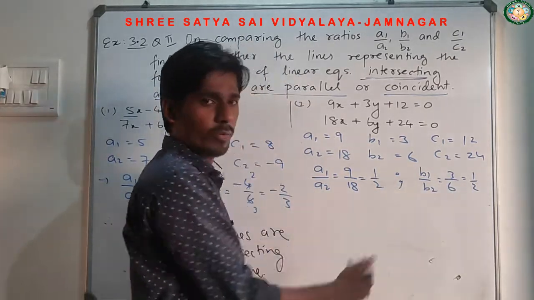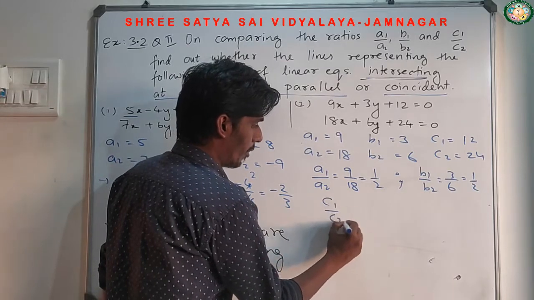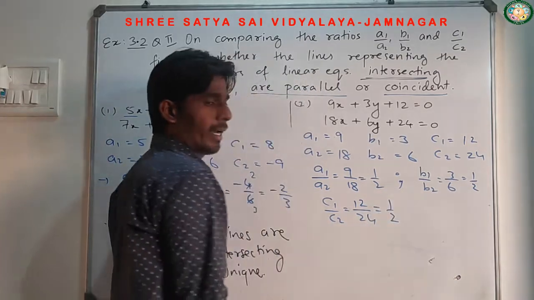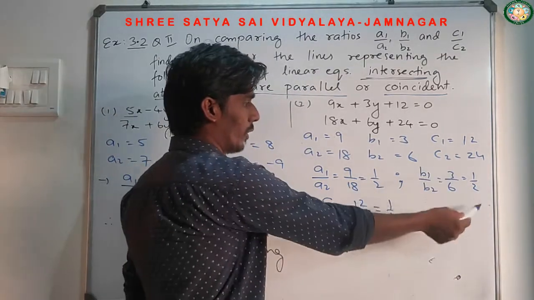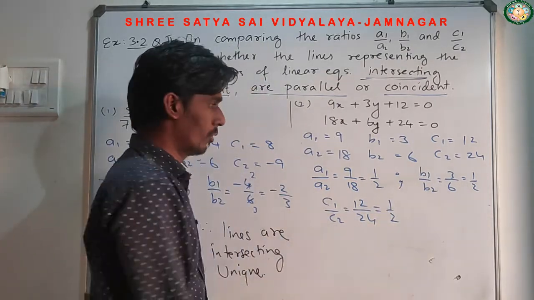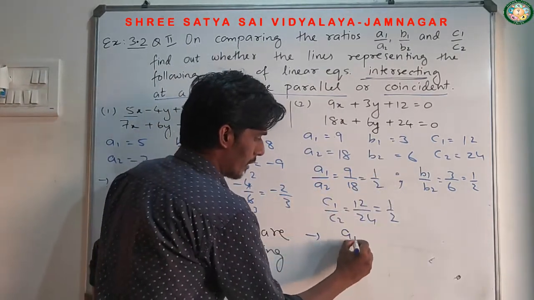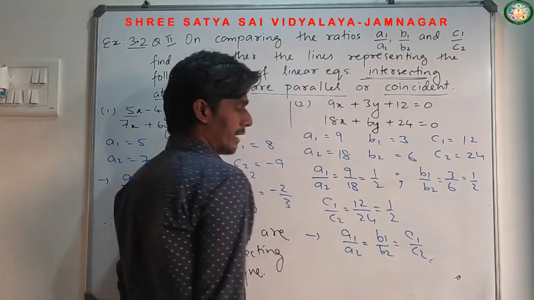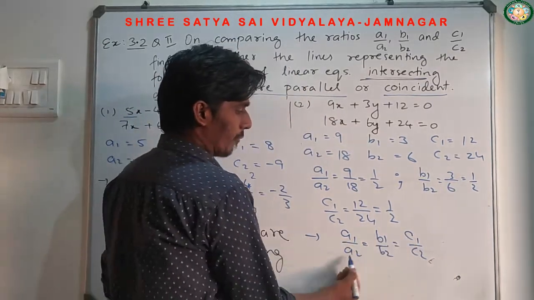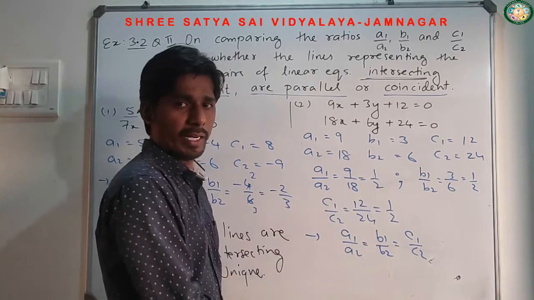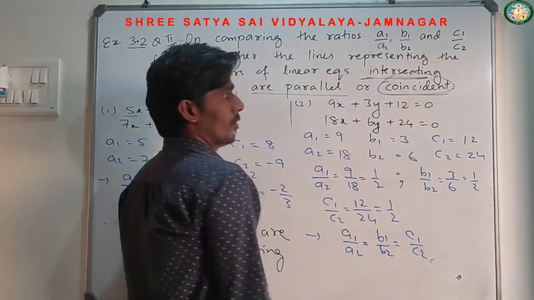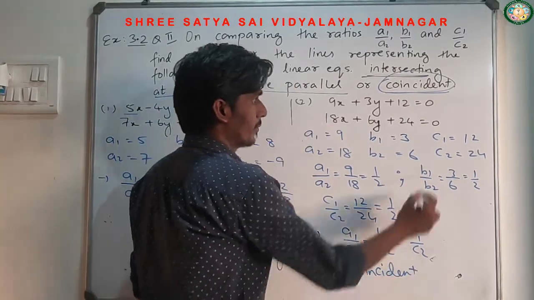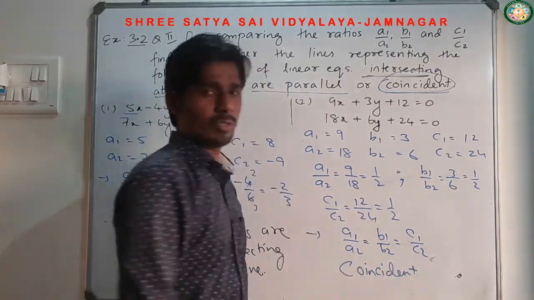If they are equal, then I have to find out c1 upon c2. c1 upon c2 is how much? 12 upon 24. So again this is 1 by 2. So all the ratios are 1 by 2. So from this condition I can say that a1 upon a2 equals b1 upon b2 equals c1 upon c2. So this is the way. If all these ratios are equal, it means it has infinitely many solutions, and the type of line is coincident, because all the three ratios are equal.